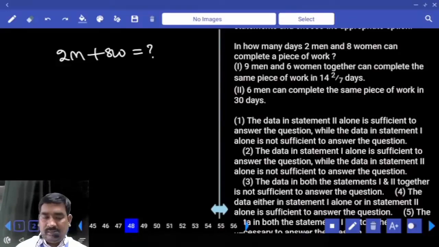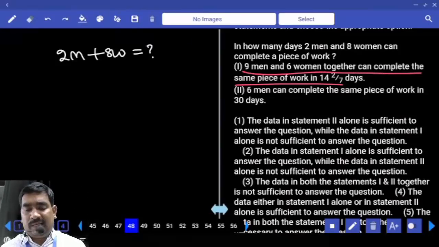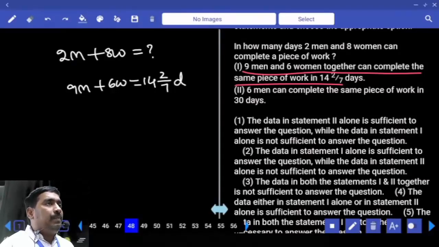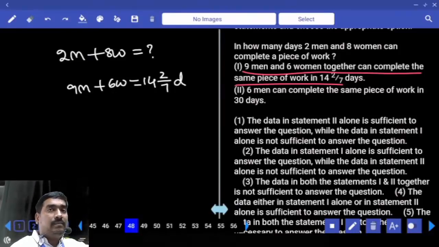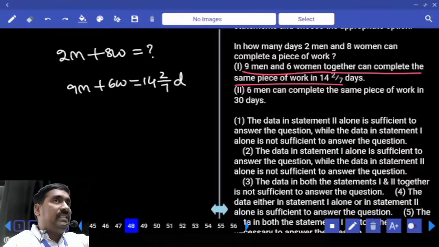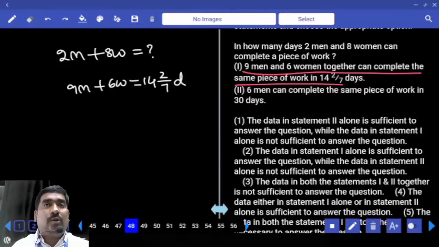First statement: 9 men and 6 women together can complete the same work in 14 2/7 days. Is it possible to find individual men data or women data? Without knowing men alone or women alone, the required equation must be a multiple of the given equation, then we can say the answer. But 2 men and 8 women is not a multiple of 9 men and 6 women. No, so we can't say the answer with the first statement alone.